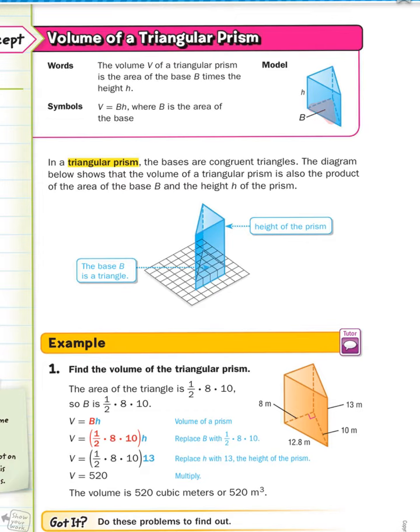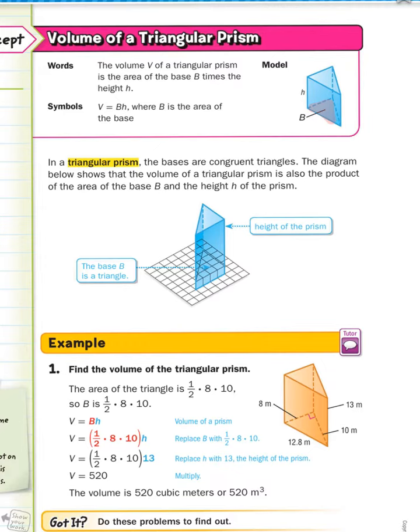So first some vocab. In a triangular prism, the bases are congruent triangles. Remember, congruent means same size, same shape. So look at this triangular prism. We've got a triangle on the bottom and a congruent triangle on the top. That's what makes it a triangular prism.